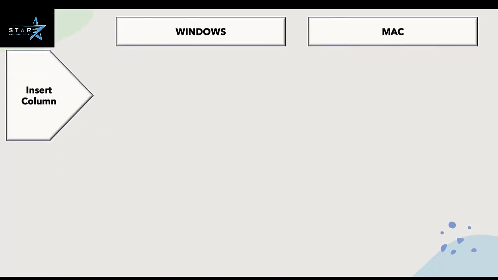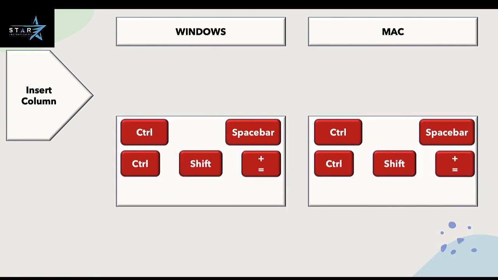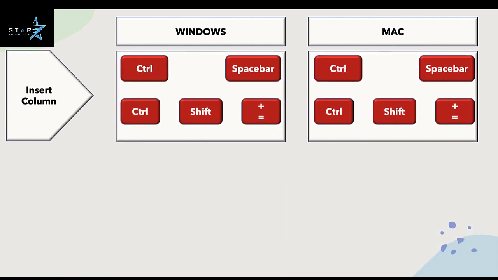Now let's talk about columns. Let's look at first how to insert a column. As you can see, it is quite similar, with the only difference being that when we were trying to select the row, we pressed Shift spacebar. To select a column, we have to press Control spacebar. So remember, for row it is Shift spacebar, for column it is Control spacebar. The rest of the method is the same, which is Control, Shift and plus button, and we will insert the column to the left of the column which is selected.